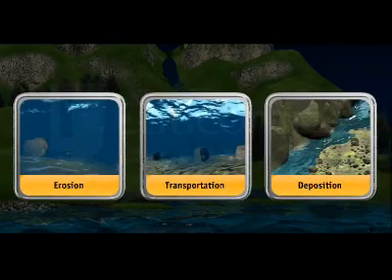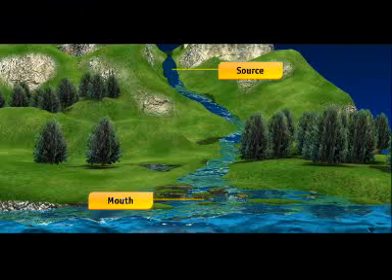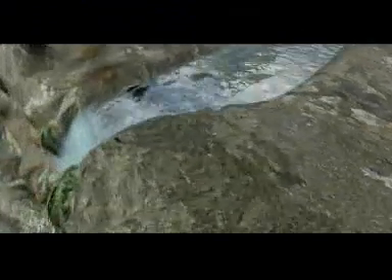The processes of erosion, transportation, and deposition take place in the course of a river from its source to the mouth. To a very large extent, these processes are influenced by the energy of a river. The energy of a river is determined by two factors: the speed with which a river flows and the volume of water it carries.